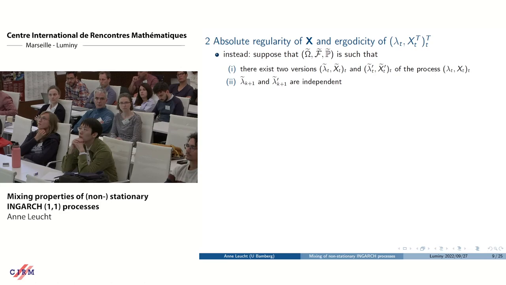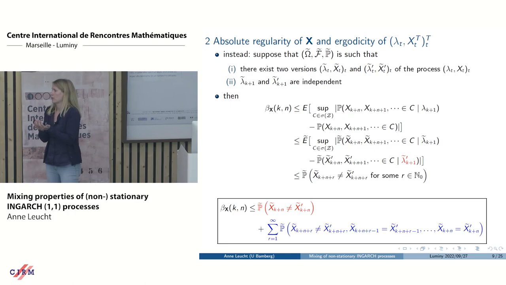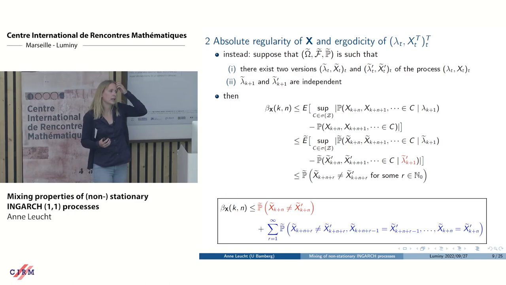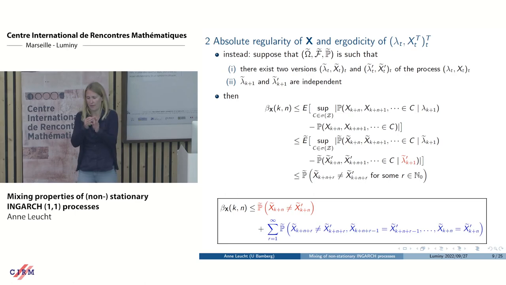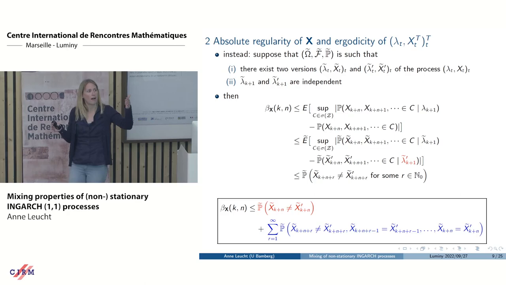But using some calculation, this allows us to get an upper bound of our beta mixing coefficient by the probability of X_{k+n+r} being different from the corresponding prime variable for some future time point, so for some r in N_0. And this quantity we can rewrite as you see in the last line: either at this very beginning, after time k+n, these quantities are different, so this is the red term, or the process evolves equally, and then just at time point k+n+r these are different from each other.